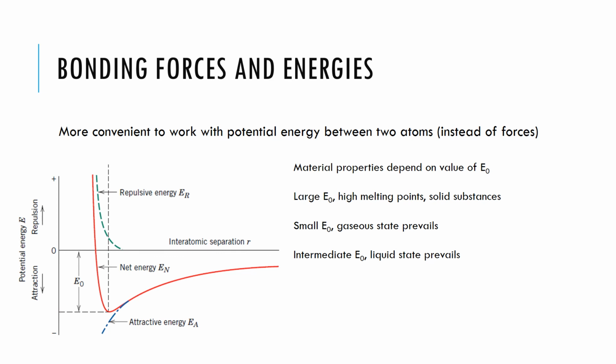So you see then for that bonding energy, E0 if you like, materials with a very large E0 tend to have high melting points. They tend to be solid substances. They're difficult to break or melt. And materials with a very small bonding energy then tend to lie in the gaseous state. And those that have intermediate bonding energies, the liquid state tends to prevail.